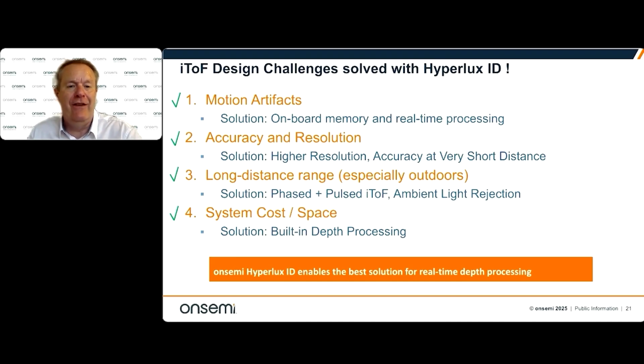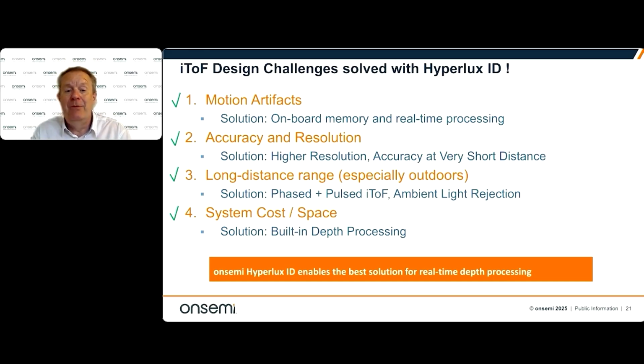So motion artifacts. You don't want motion artifacts when you're doing depth. The solution, onboard memory, real-time processing. Accuracy and resolution. The solution, higher resolution, global shutter sensor in our case. Accuracy at very short distances as well. So accuracy both at long distance and short distance. Long distance range, especially outdoors.